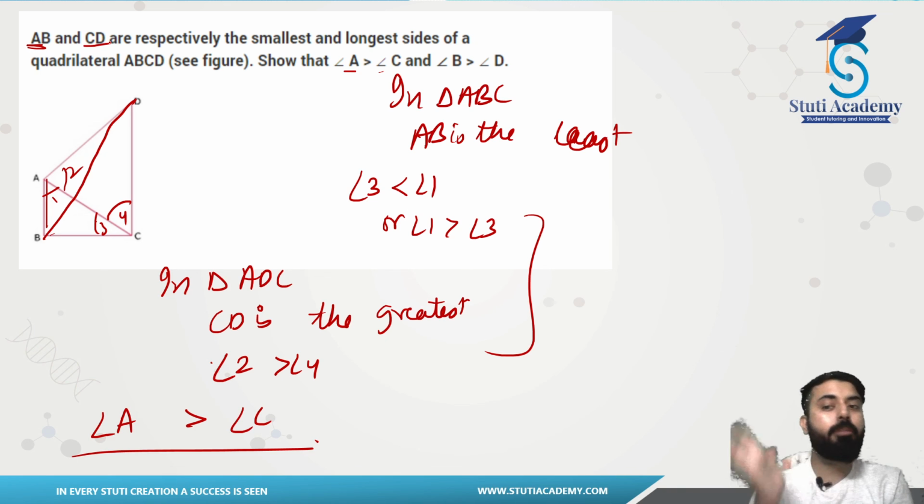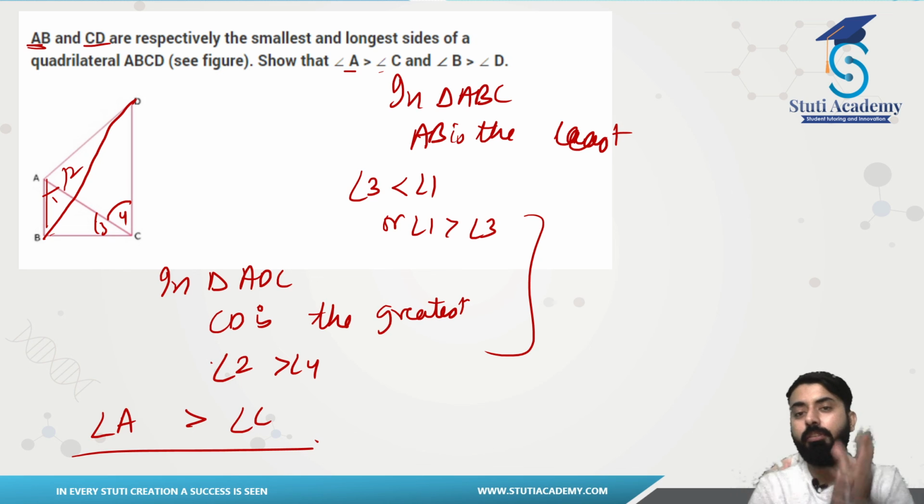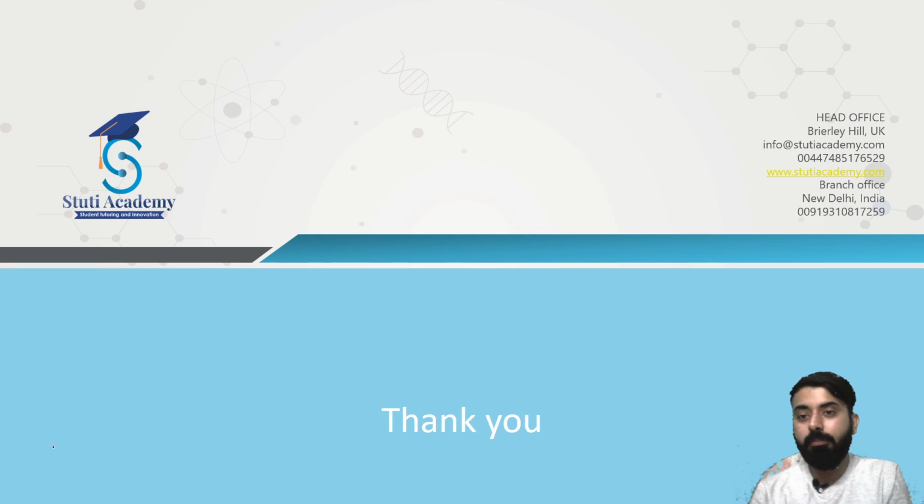So remember, if AB is least, then it has the smallest value, and each and every other side will be greater than AB. Similarly, if CD is the longest one, then each and every other side will be less than it. So using that, you can easily prove your angles. I hope you guys have understood this question, and this will be the very last sum. And with this, we have just completed our chapter.